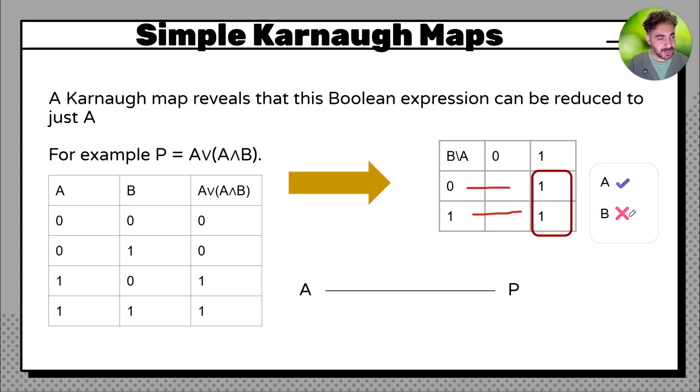So because B changes, that means that this part of the equation, in this particular grouping, is equal to just A. And since there's only one box in our Karnaugh map, that means that we can really simplify our equation just to A. So A or A and B simplifies to just P equals A.